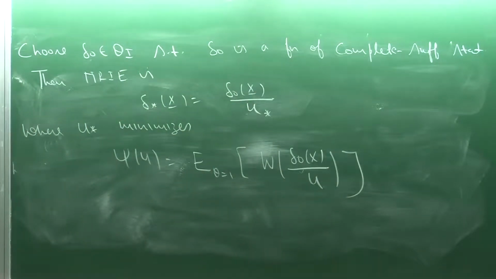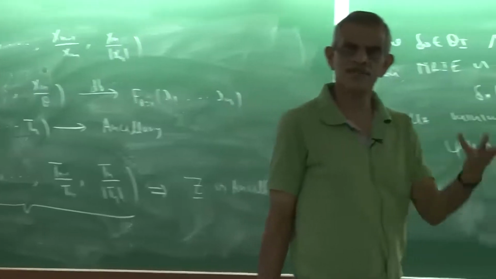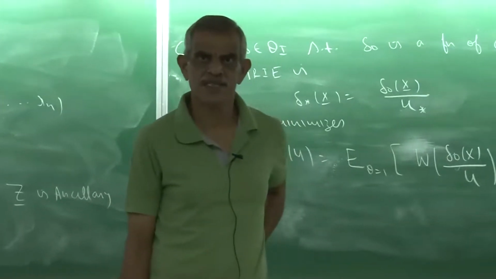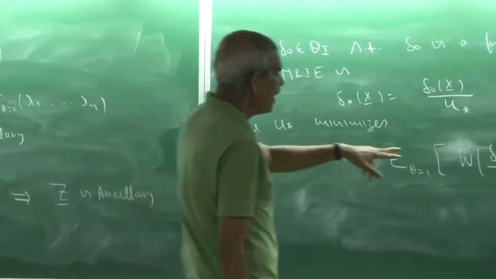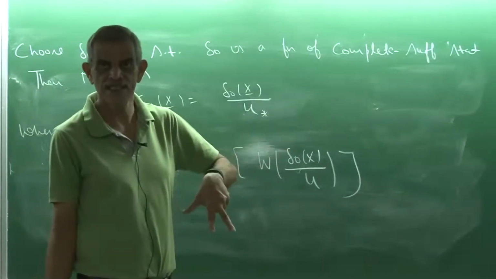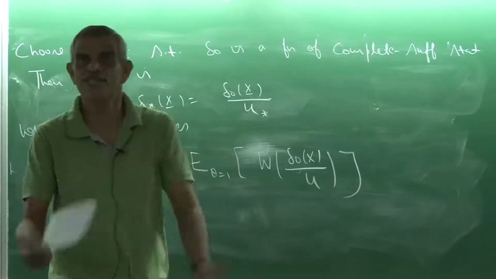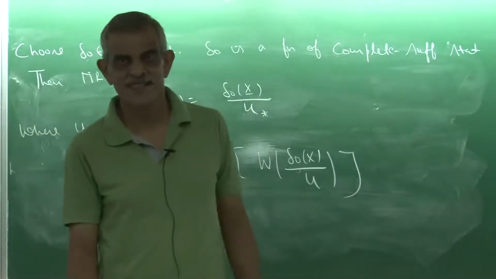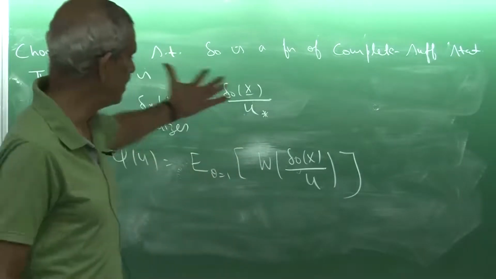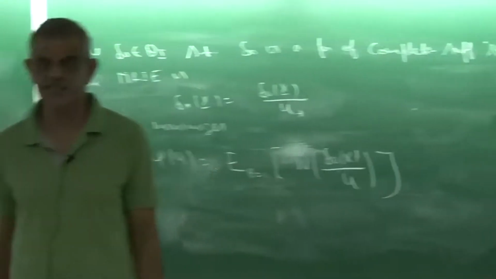So if I can choose delta naught to be a function of a complete sufficient statistic, then by virtue of Z being ancillary, my conditional expectation becomes unconditional expectation. Now note that you could have chosen delta naught to be mod of xn to power b, because that is invariant. Then I cannot apply this result, because then I have to deal with conditional expectations. So to avoid that, you try to choose delta naught such that delta naught is a function of a complete sufficient statistic.